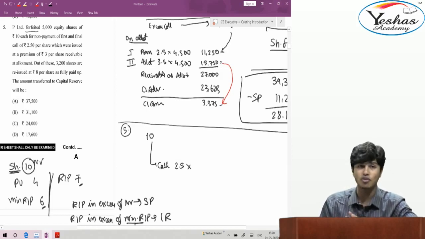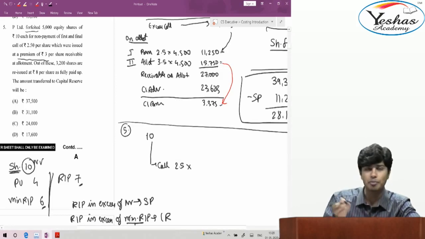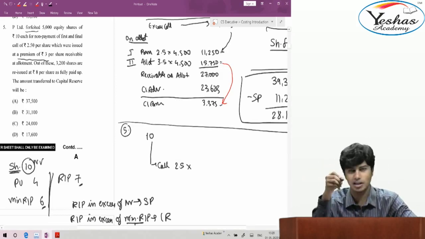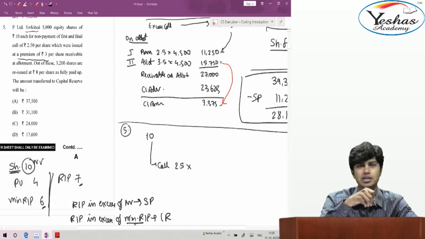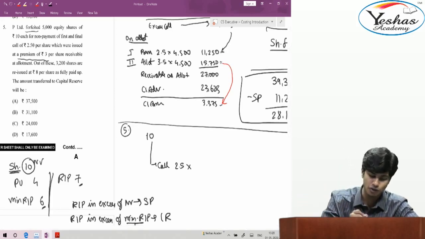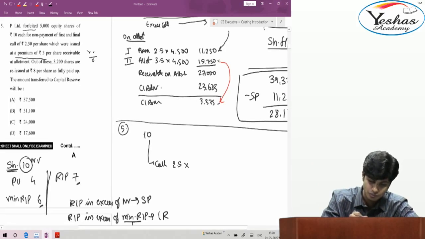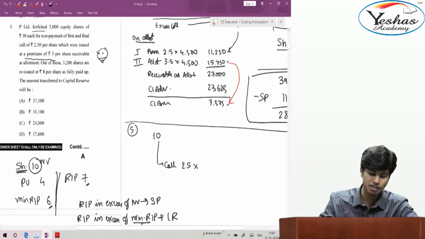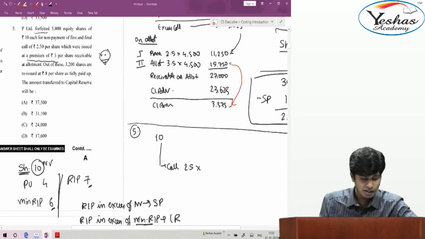This is none of our business. This premium of 3 would have been collected. If collected, you ignore. If not collected, also you ignore. So this will have no impact on our answer. So don't touch that particular part. Or if you want, you can write that information is not required in our answer. Receivable on allotment. Out of this, 3,200 shares were reissued.